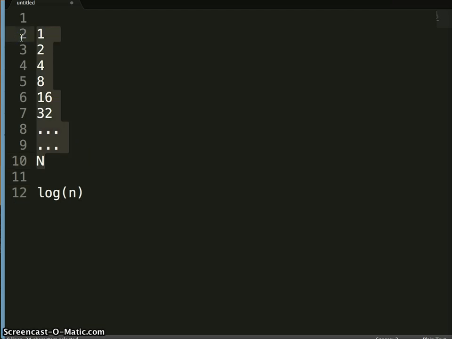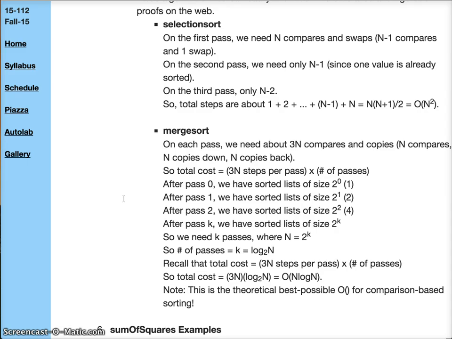If you want to understand more about why it's log of n, think about it like this. Remember that exponents are the opposite of log. So if I raise 2 to the log n, I would get n. And thus log n is the number of times I multiply by 2 to get to n. Thus, the number of passes is log n, the amount of work at each pass is n, and so it's O of n log n. Thus, n log n is the big O of merge sort.